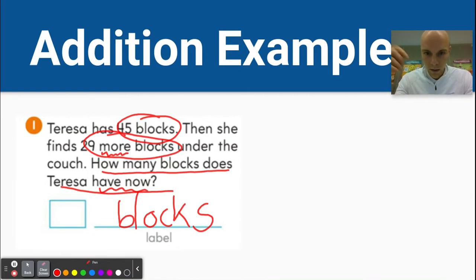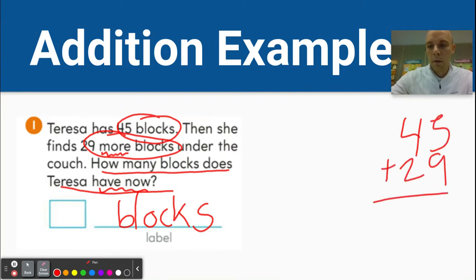Awesome. They should be thinking, okay, this is going to be an addition problem because she had 45, and then now there's 29 more. So I already have my label, which is awesome. What I would do then is start making my equation. So I have 45 plus 29. And then start to solve it. 5 plus 9 is 14. Put the 1 up top in the 10 spot. 1 and 4 is 5. Plus 2 more is 7. So our answer would be 74.